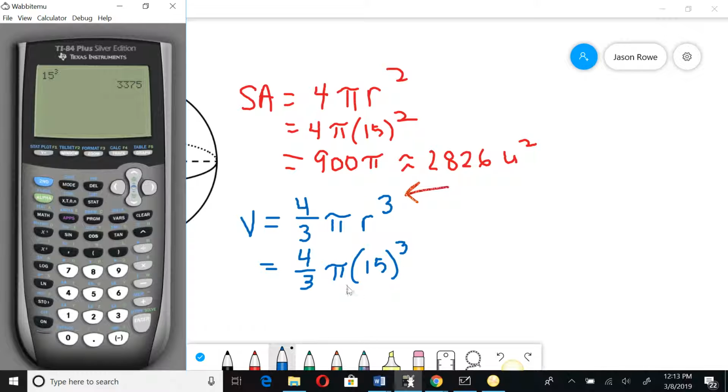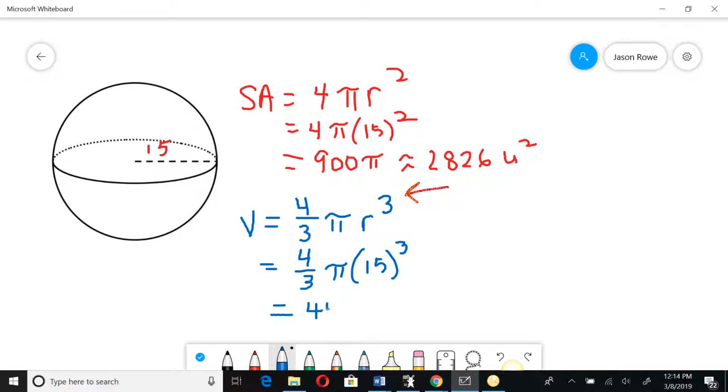All right, so now what in the world do we do with this 4/3? The top number is to multiply, the bottom number is to divide. So I'm going to take this number and multiply it by 4. Then I'm going to divide that result by 3. And so this answer would be 4,500 pi. And again, that is a perfectly acceptable answer. If you leave your answer like that, I am happy with it.